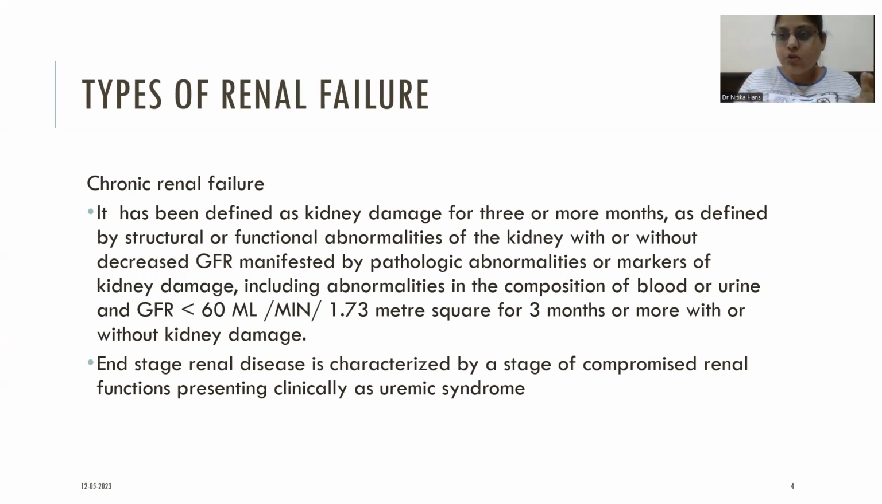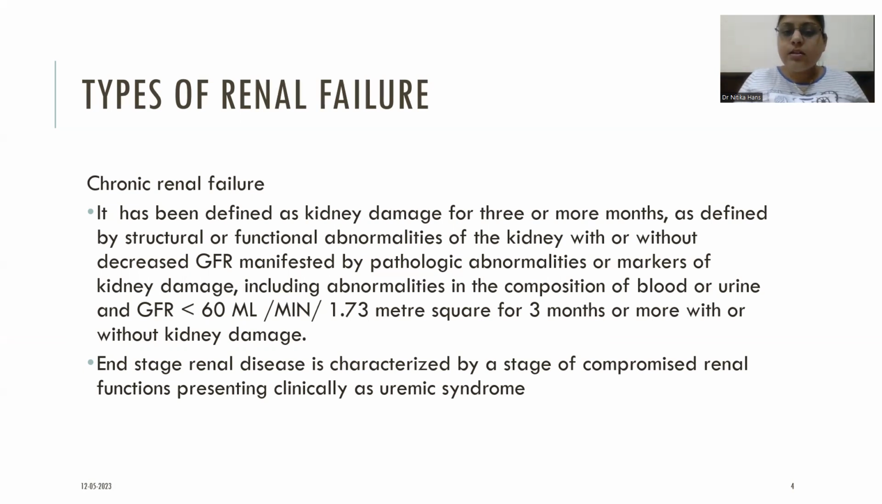Means there can be structural abnormalities, functional abnormalities, or pathological abnormalities. GFR can be reduced to below 60 milliliter per minute, and kidney damage can occur. It occurs for a period of 3 months or more.